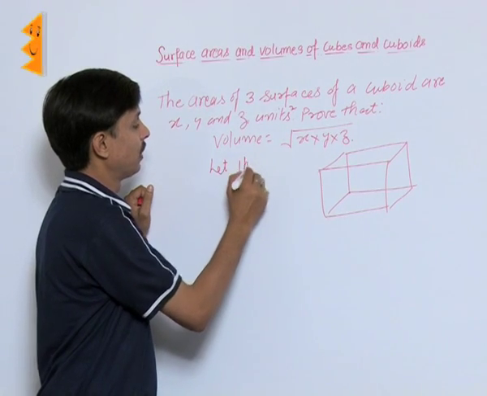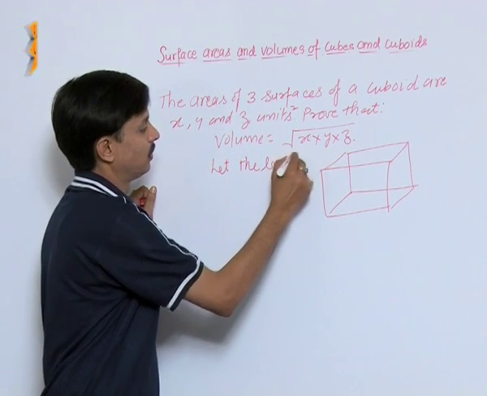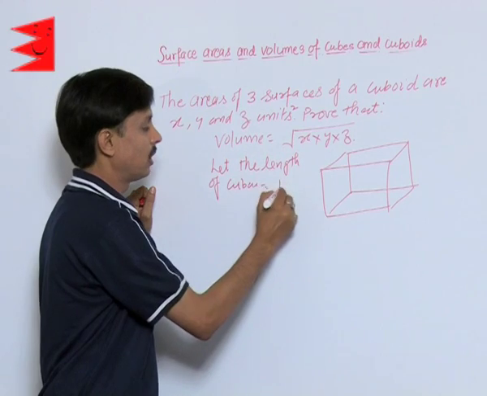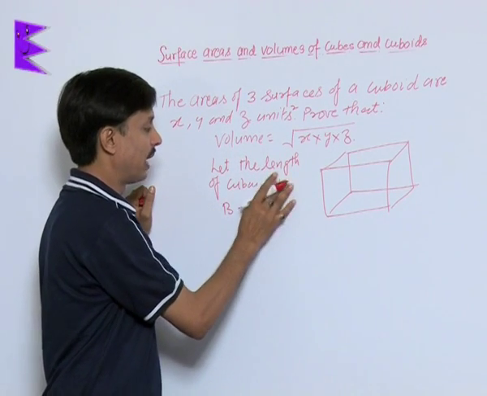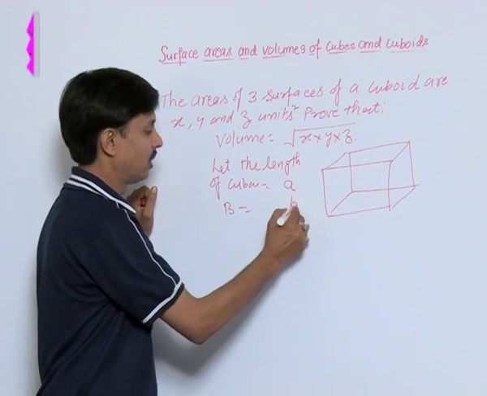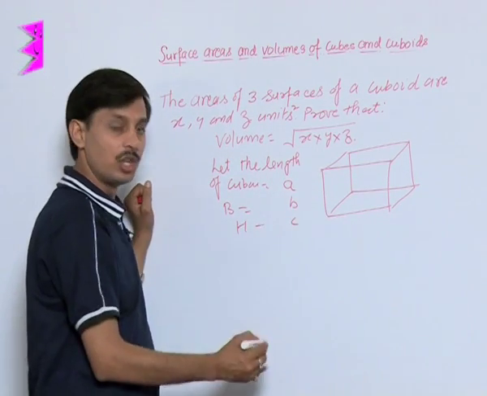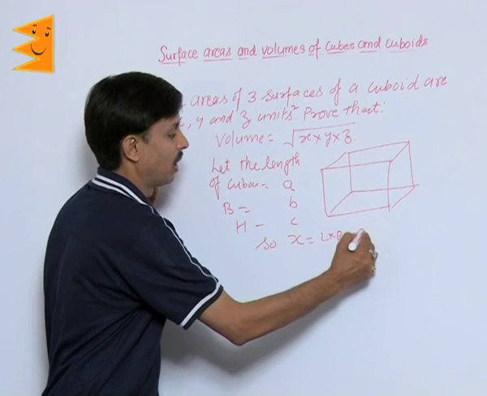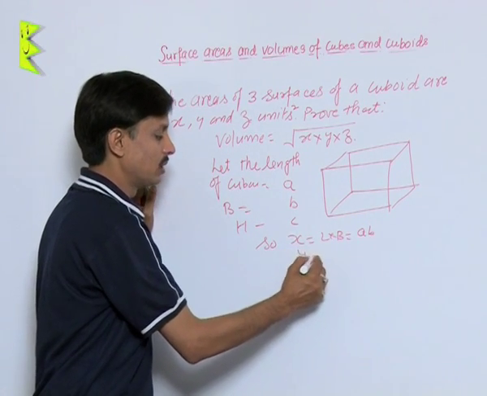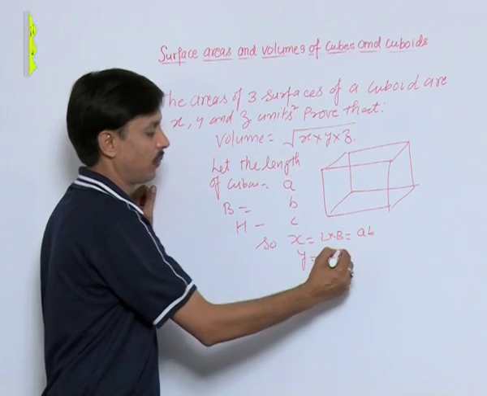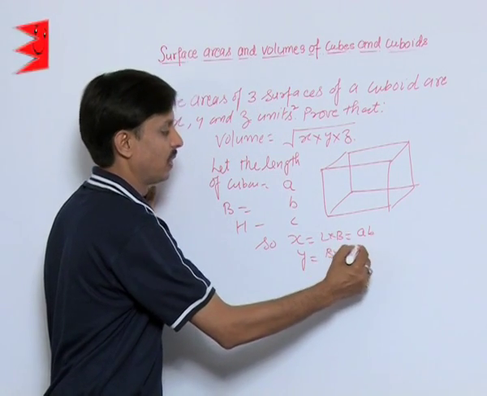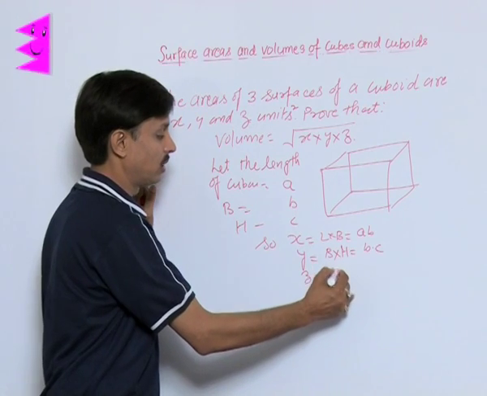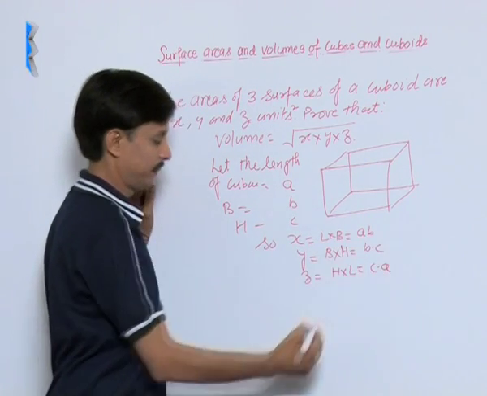I am taking here, let the length of the cuboid be L. Or in place of L, I can say A, breadth is B, and height is C. So x is length into breadth, that becomes A into B. y, the area of the second surface, is breadth into height, that is B into C. And z, the third surface, is height into length, that is C into A.